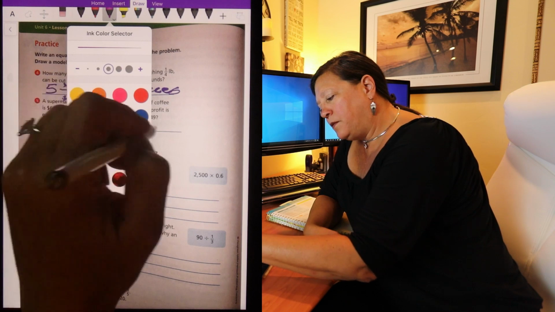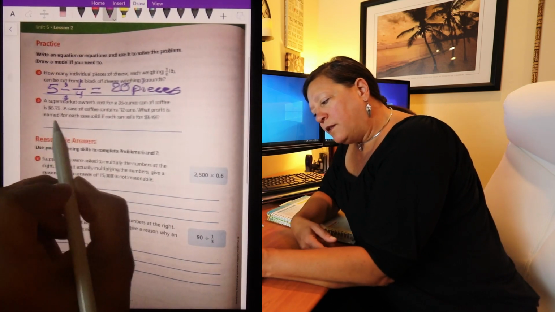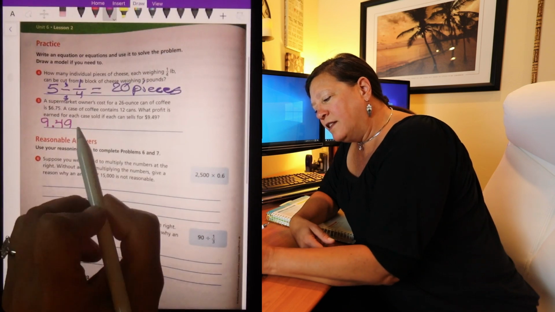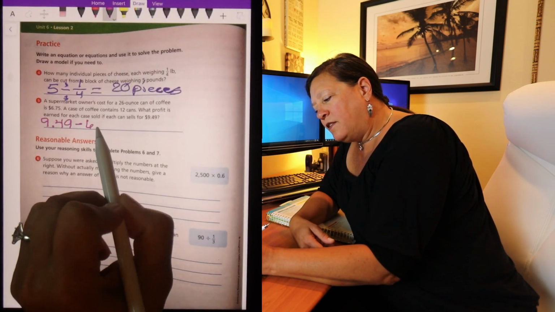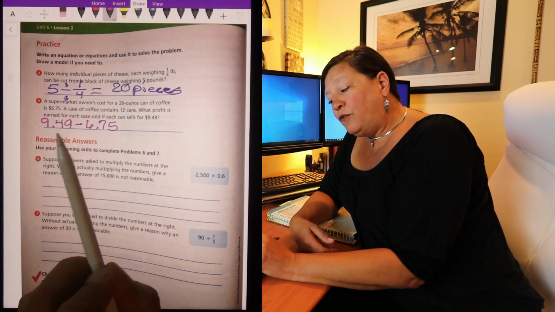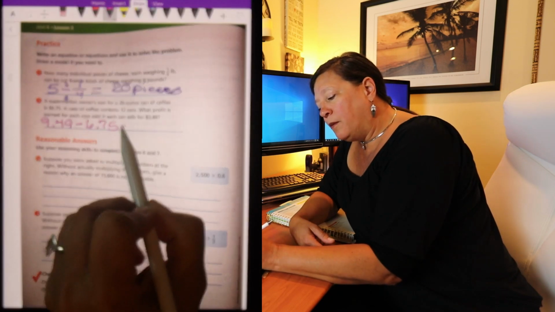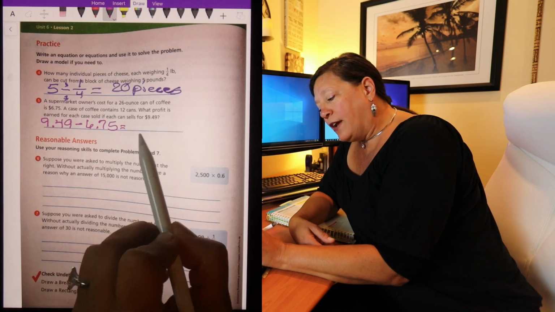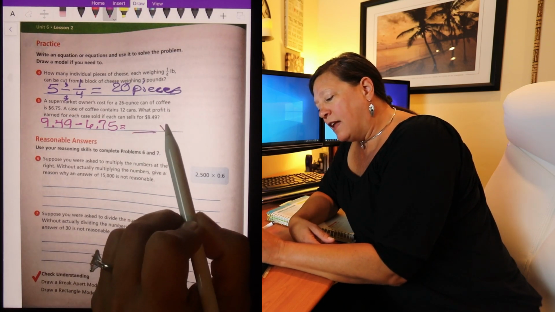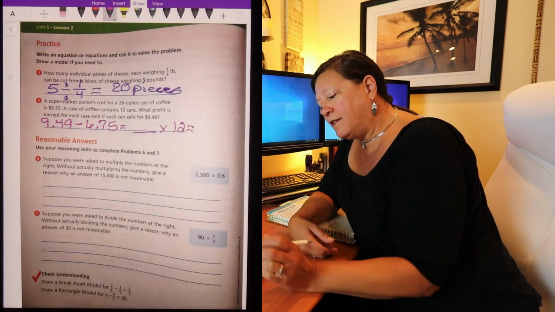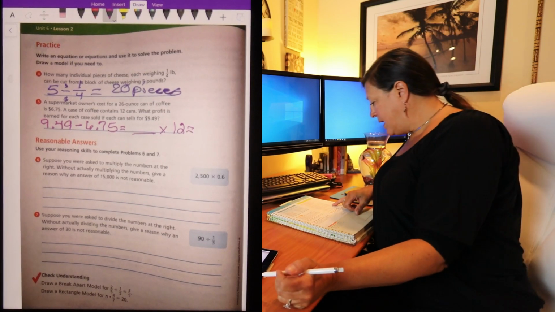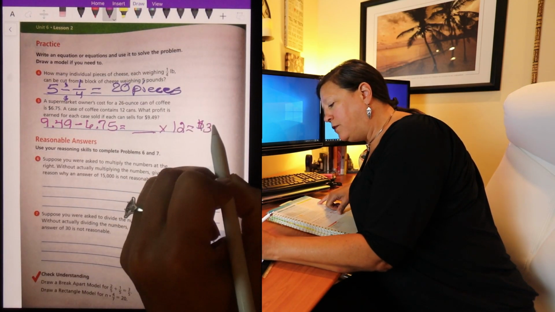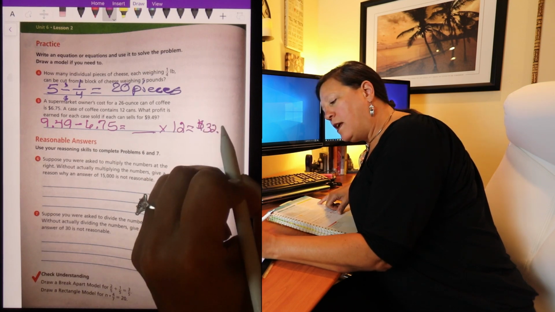Here we go. All right, so your first step is to take that $9.49 and subtract $6.75 to see how much profit they make on each can. And then once you get your answer there, you're going to take that times 12 cans. Okay, and just to check your work, you should end up with $32.88.